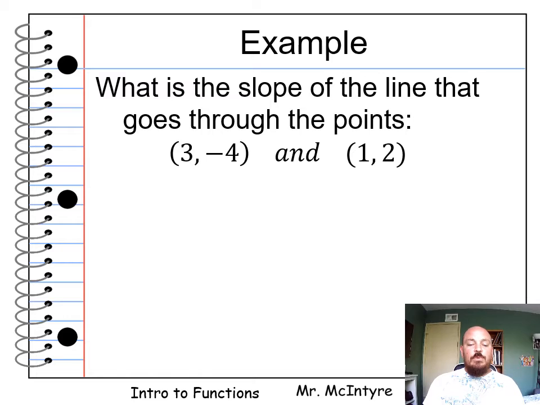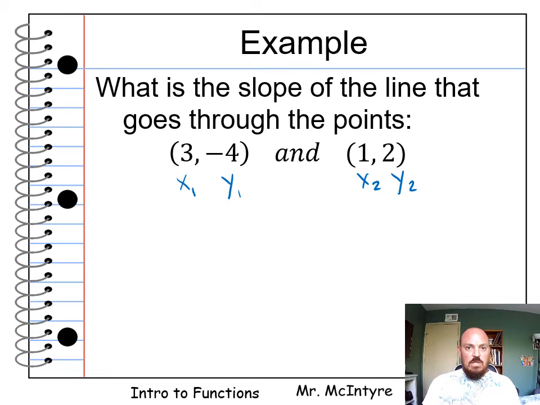It says, what is the slope of the line that goes through these 2 points? The first point is 3, negative 4, and the second point is 1, 2. So basically, remember, every point stands for x, y. But since we have 2 different points and we want to know which one we talk about, we'll say, well, that's my first point. So I'll call this one x1 and y1. And this point over here, which is also x, y, that's my second point. So I'll call it x2 and y2. And that's all those numbers mean.